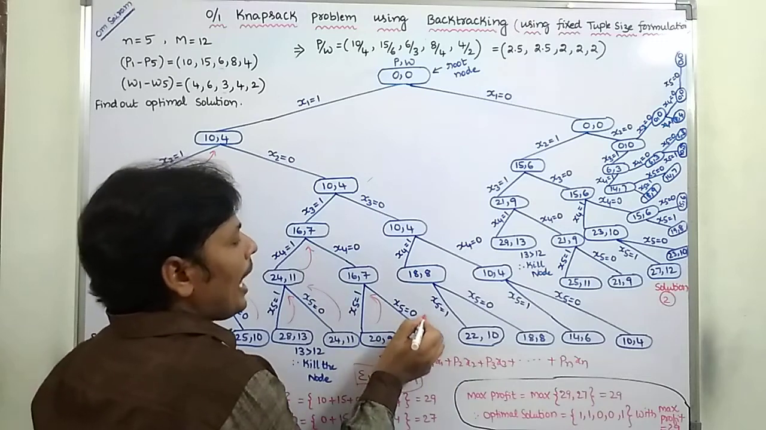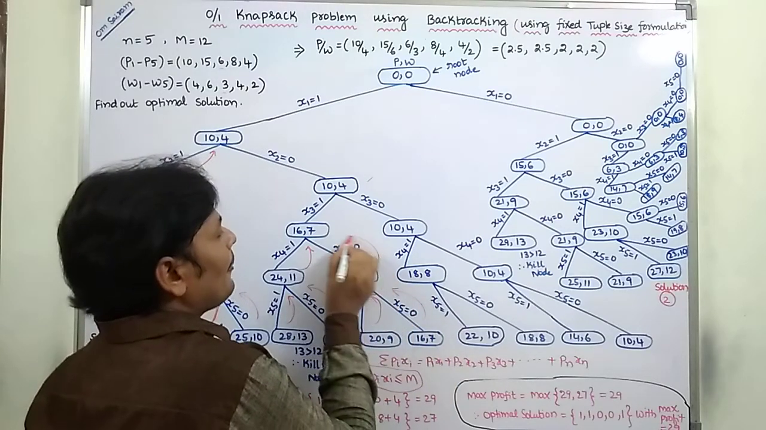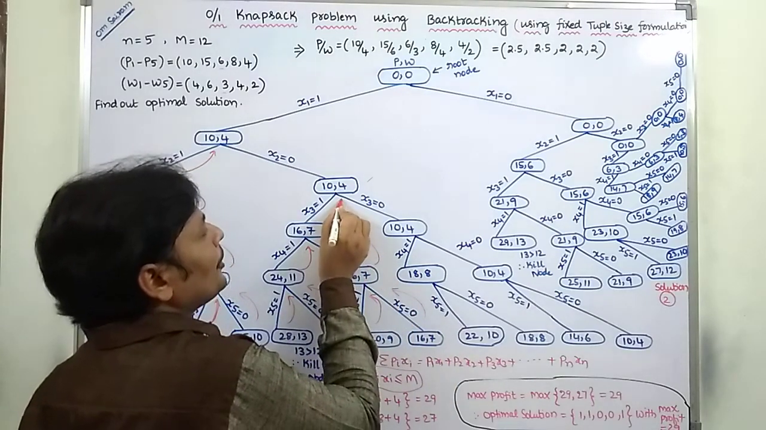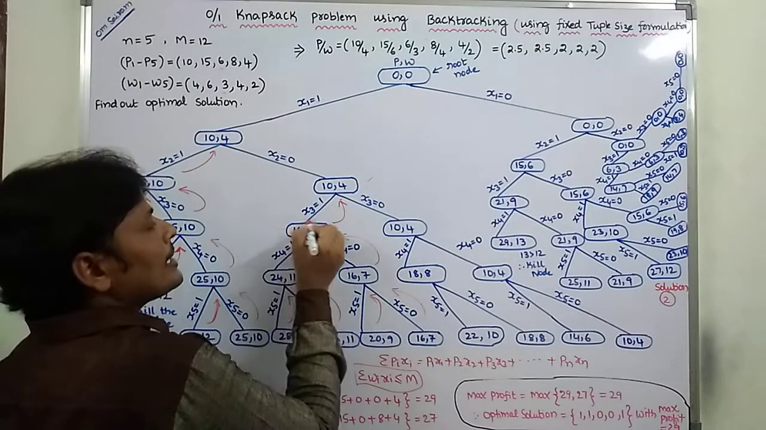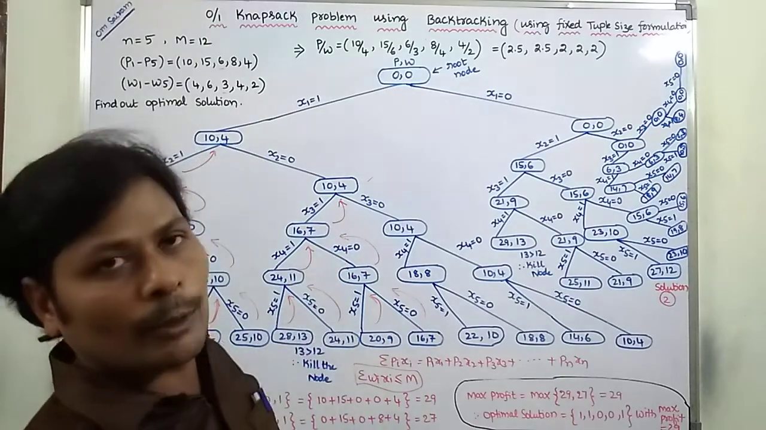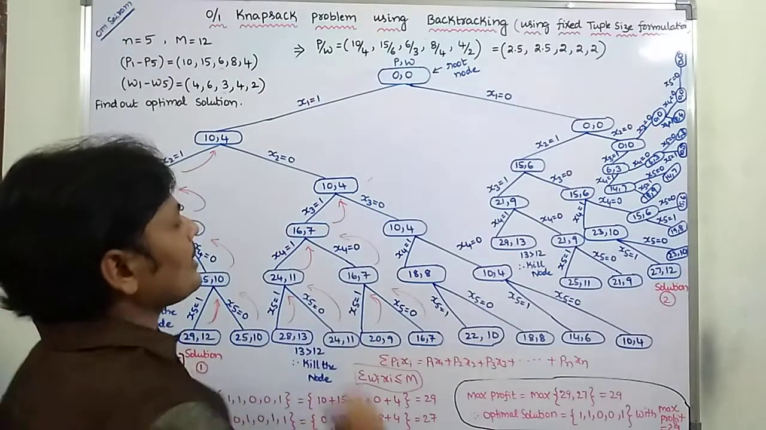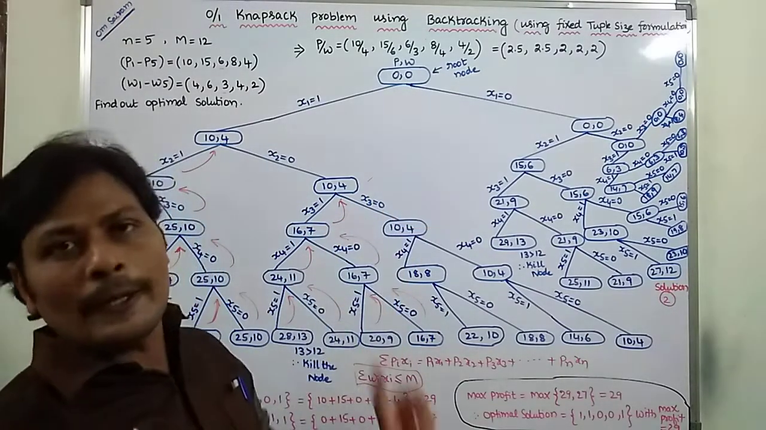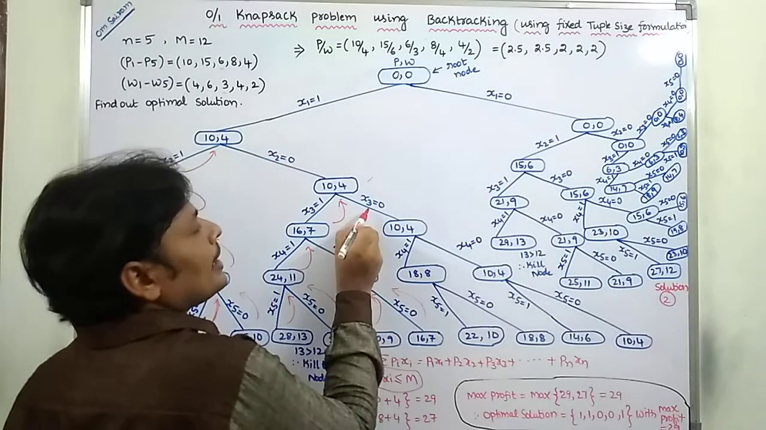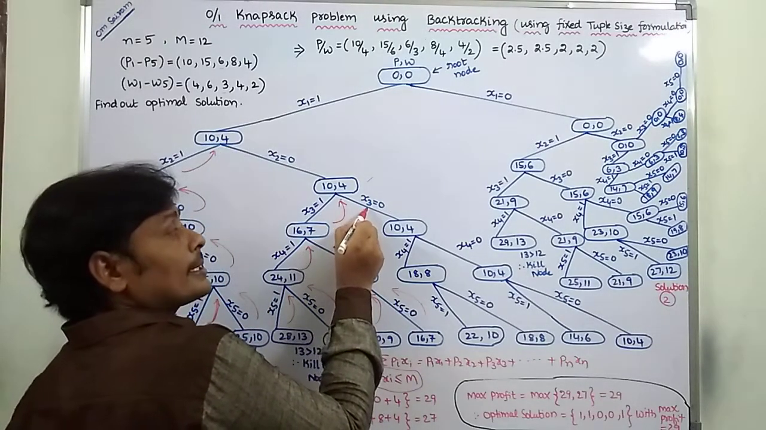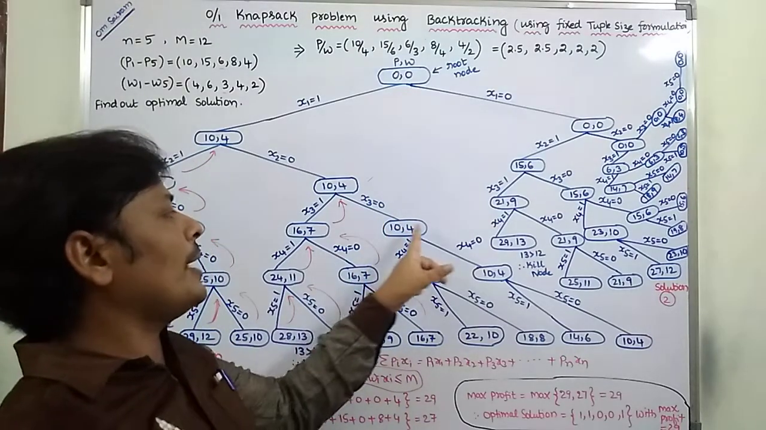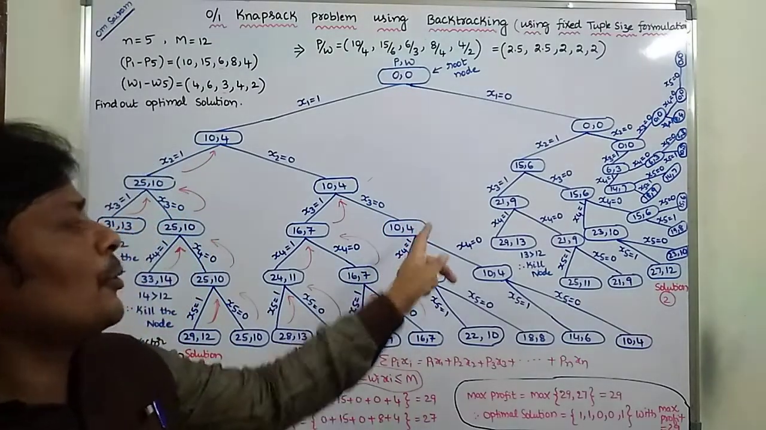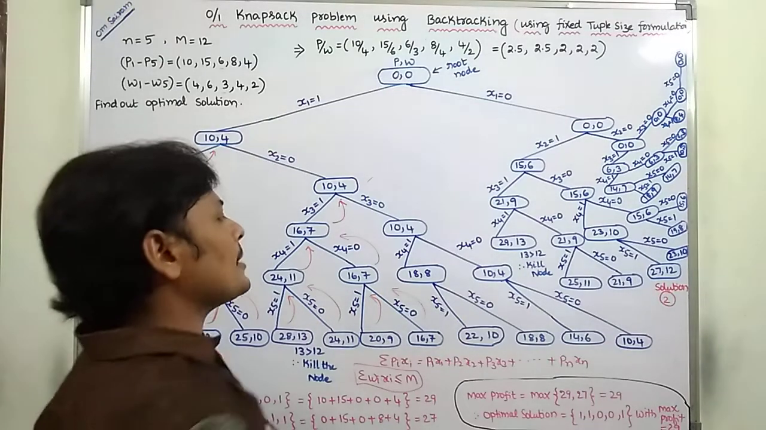Now we have to backtrack. Now we have to backtrack. So backtrack to this one. Here on the left hand side x suffix 3 is equal to 1, on the right hand side x suffix 3 is equal to 0. Whenever the third object is not considered, we write the same values, so the p value is 10 and the weight value is 4.